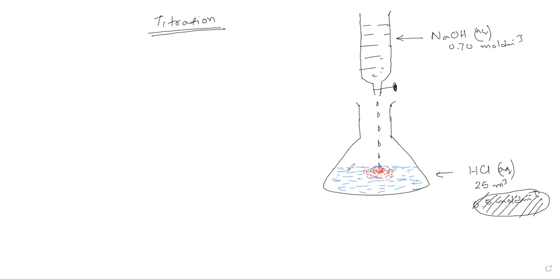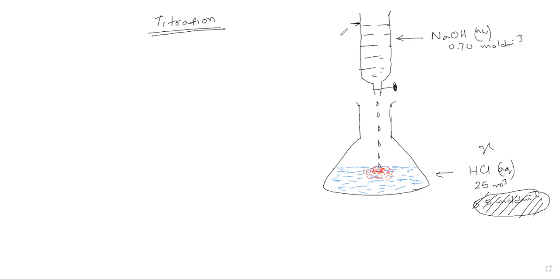But let's say we have HCl of 25 cm cube of a certain concentration which we don't know, let's say x mole per dm cube. Now in the conical flask we have placed the HCl. In the burette we have placed sodium hydroxide of 0.7 mole per dm cube. The starting point, the initial point, is let's say 0.